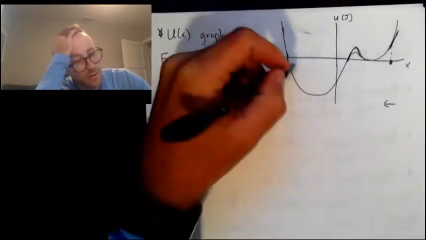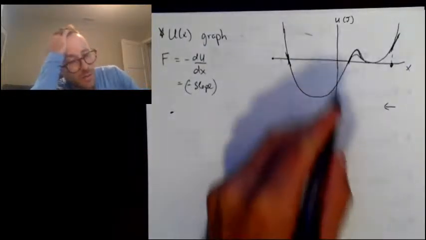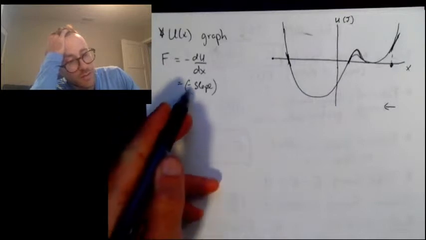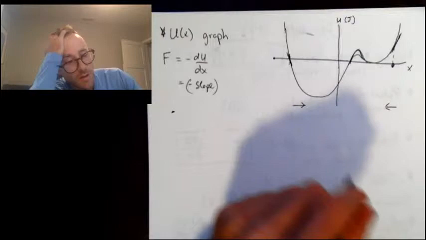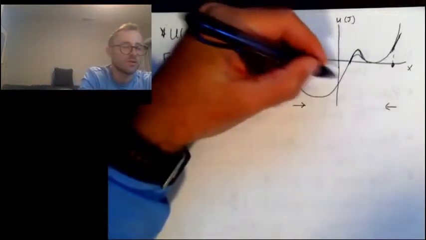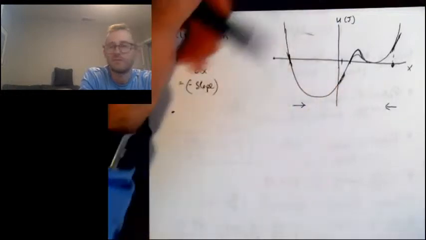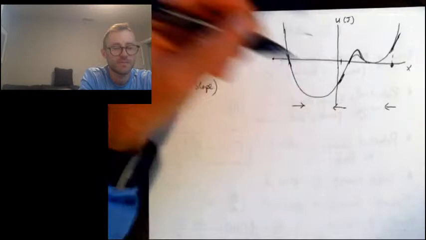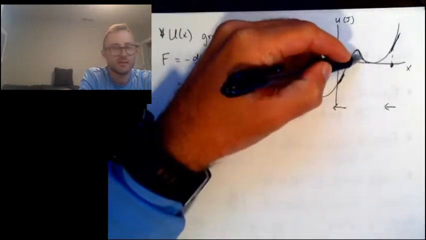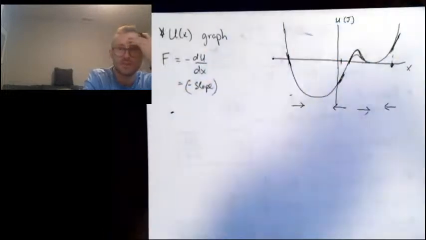What if the particle is here at this location? Well, here the slope is negative, so a negative of a negative is positive, which means the force is positive. What if the particle is right here? Here the slope is positive, so the force is negative. And here, the slope is negative, so the force is positive.